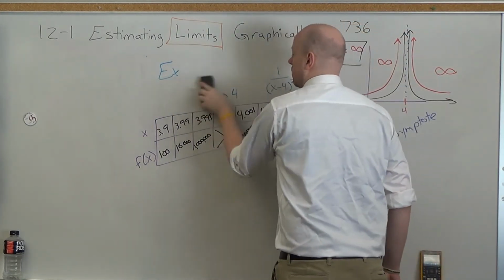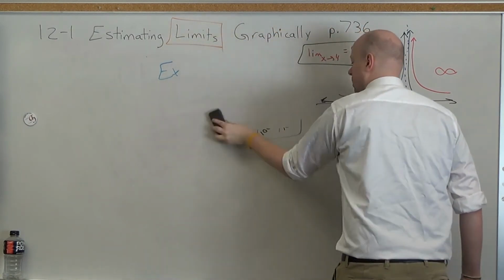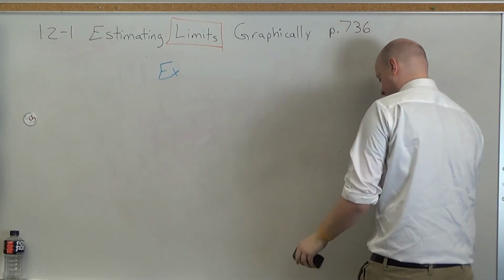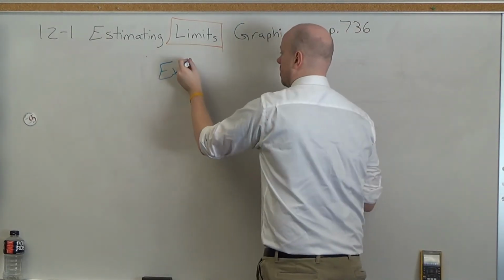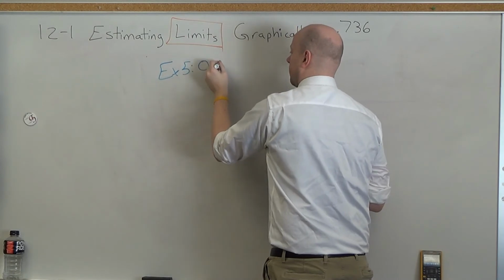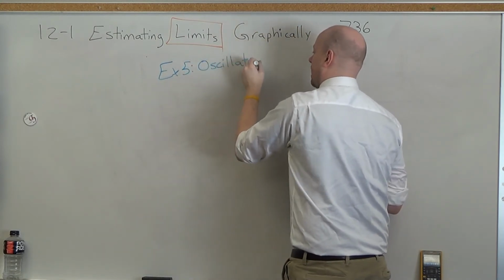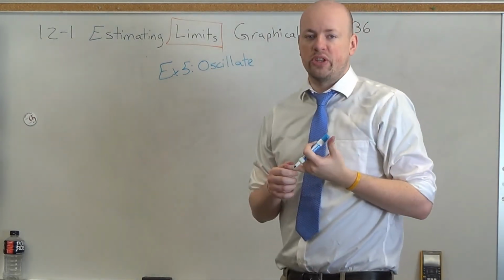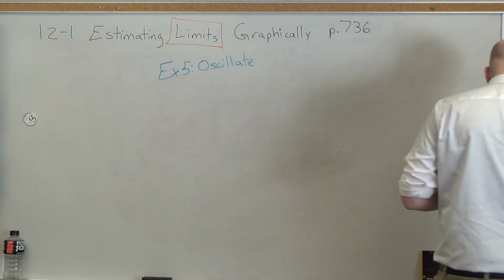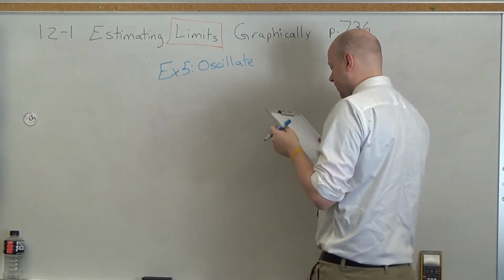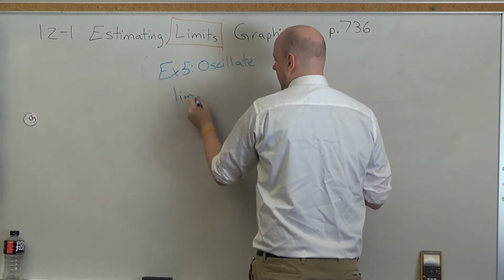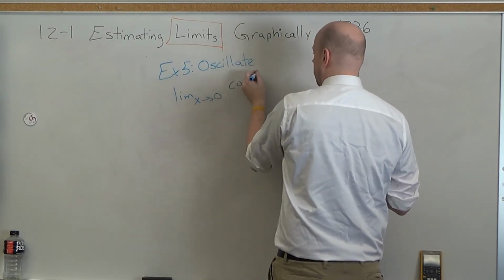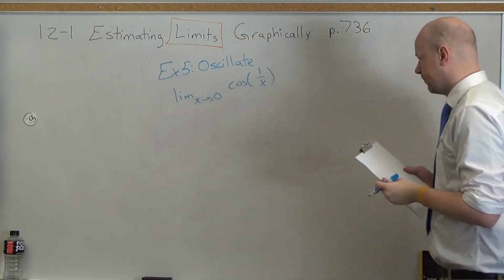Example 5. I'm going to call this one oscillate. So we also get some interesting interactions, specifically with the trig functions of sine and cosine. So if we have something like the limit as x approaches 0 of cosine of 1 over x.